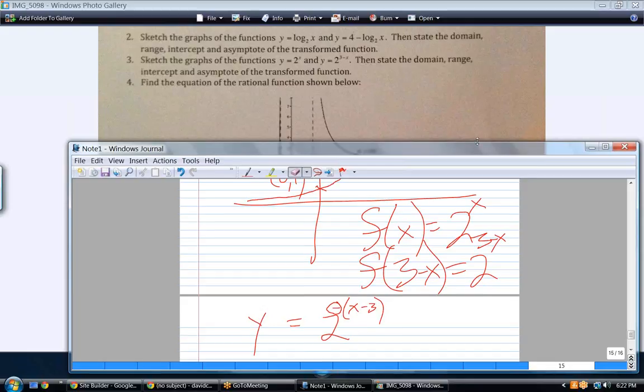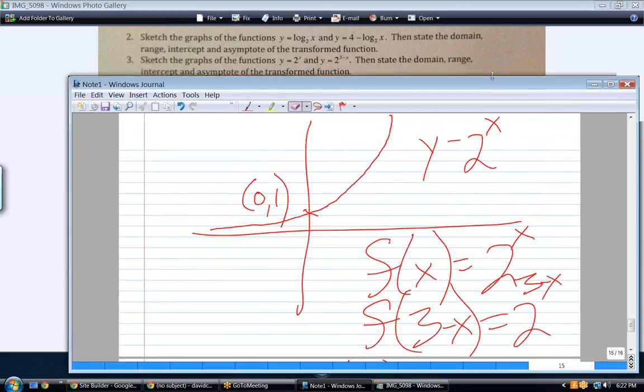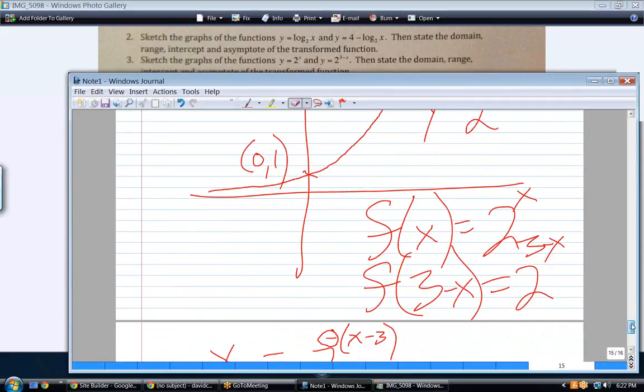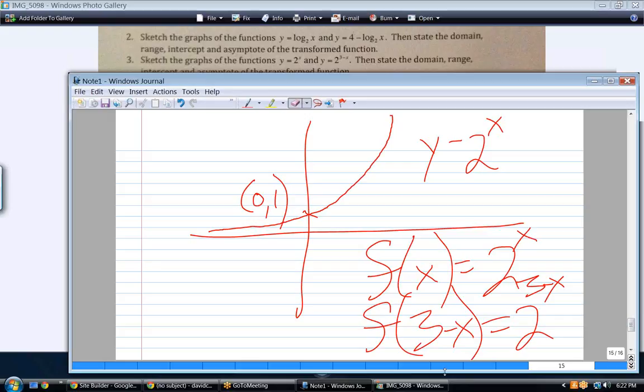So let's look at our graph, and then we check it to make sure that we did it right. Okay, so the reflection about the y-axis looks like this. And then I said we need to move it right by 3 units. So there's our new point that it has to go through, which is (3, 1). So our new graph does that.